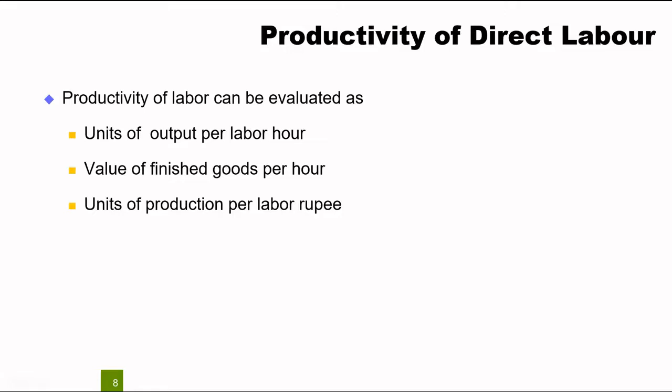So the productivity of labor can be evaluated by any of these 3 methods. They pretty much mean the same thing. And you can also compare two labor. 1 rupee spent on labor 1, how much are we getting? And 1 rupee spent on labor 2, how much are we getting? Then you can compare which labor is better for you, which one is more profitable. Any labor which is very less profitable, you remove that labor and hire another labor.